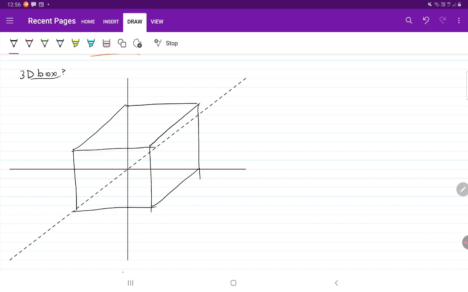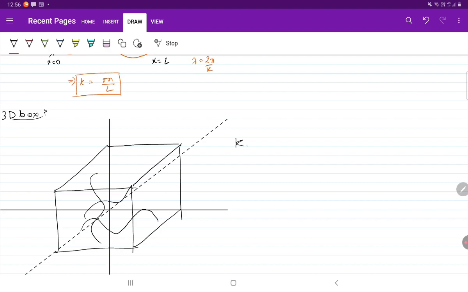This cubical box confines many electromagnetic waves of different wavelengths, and all of these are standing waves. In that case, there will be some waves like this, some waves like this, and some waves like this, right? Hope you get it. In that case, we'll be defining kx, ky, kz. One thing to note is that kx, ky, kz represent the wave vector. For any wave, we write A sin(k vector dot r vector minus omega t), and the k vector gives the direction of propagation.